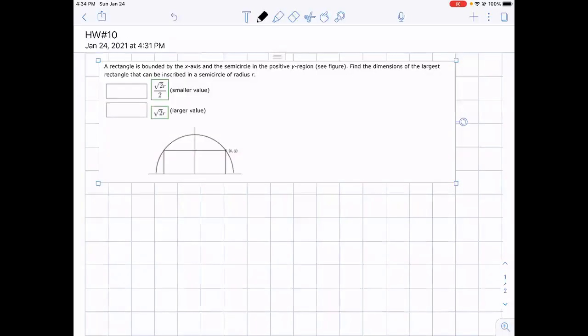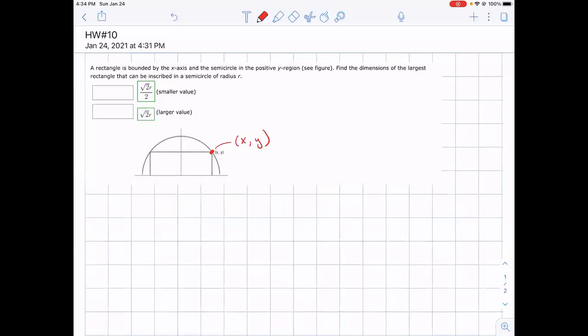So here is a problem from homework number 10 that was a request for me to create a video. We're looking at a rectangle bounded by the x-axis and a semicircle, as shown in the figure. A point is given to us on the circle, and that point is (x, y), the intersection of the rectangle and the circle. We want to find the dimensions of the largest rectangle.